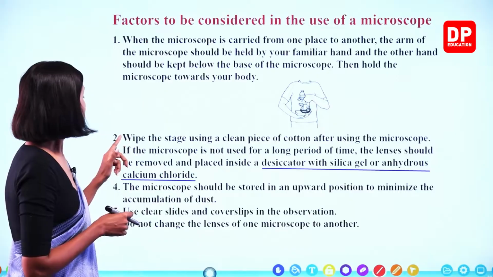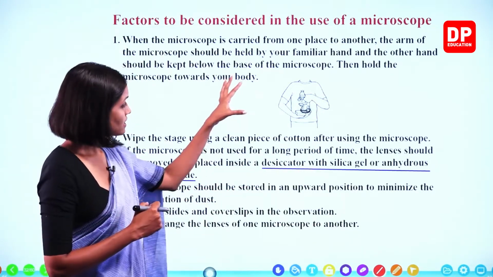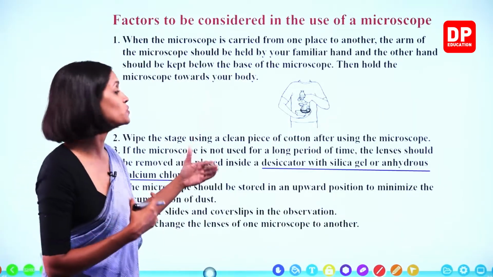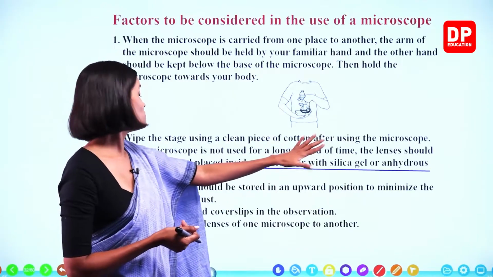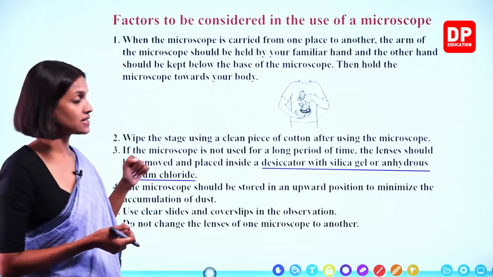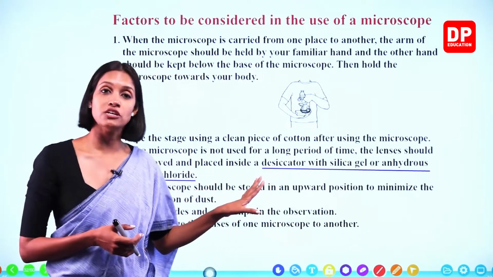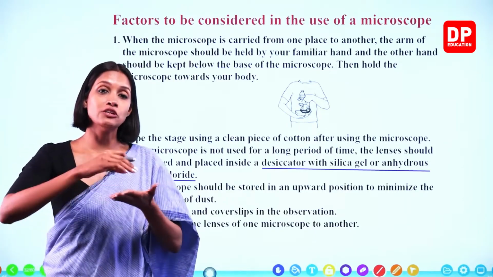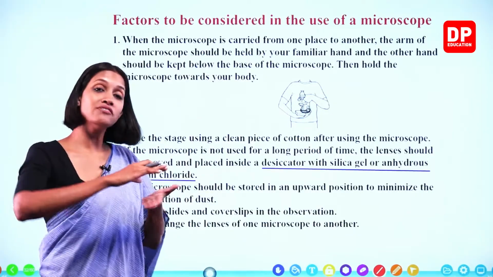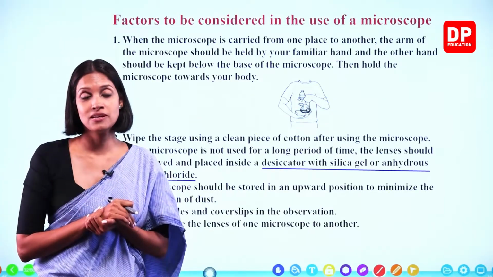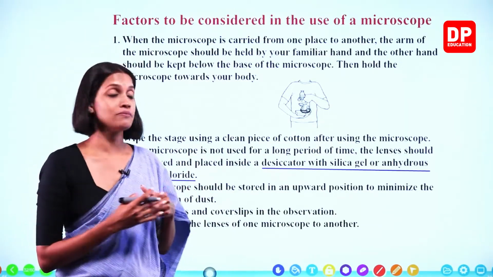Okay? The microscope should be stored in an upward position, right? It comes with a special box. It's better to store it as it is in the box in a vertical position. Upward position to minimize the accumulation of dust, right? Use clean slides and cover slips in the observation. In order to mount the specimen, in order to place the specimen, we have to use glass slides, and also to cover the specimen, we use cover slips, right? So the cover slips and glass slides should be very clean, okay?